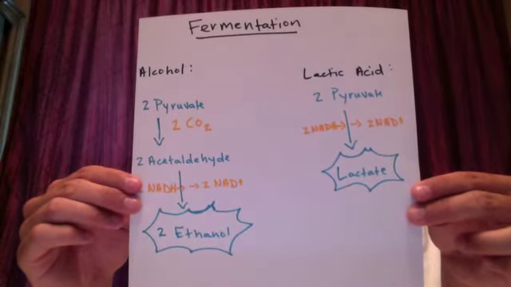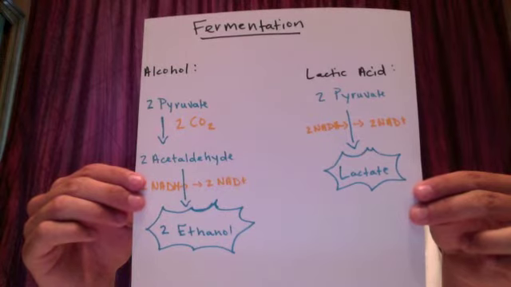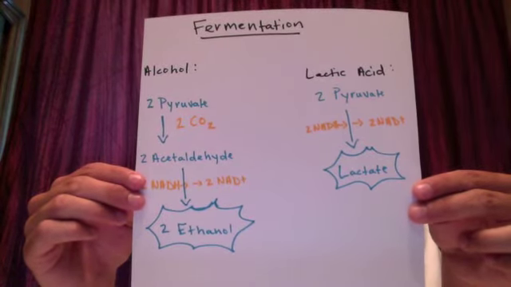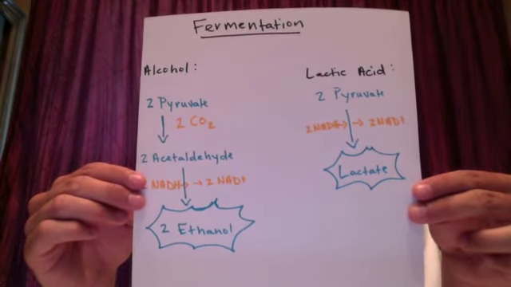Lactic acid fermentation is similar to alcohol fermentation, except this process does not release carbon dioxide. 2 NADH molecules are then consumed while 2 NAD+ are released. This process results in the production of lactate.